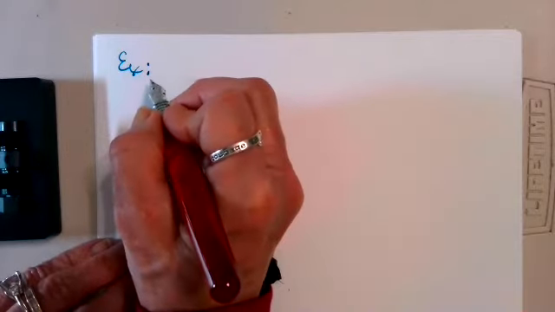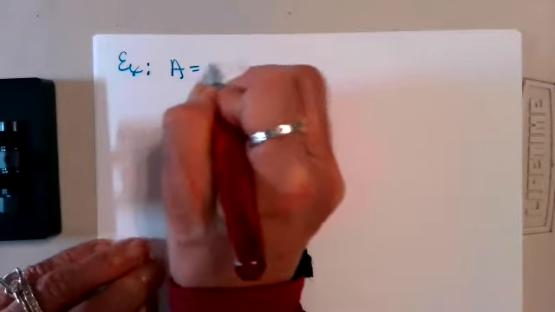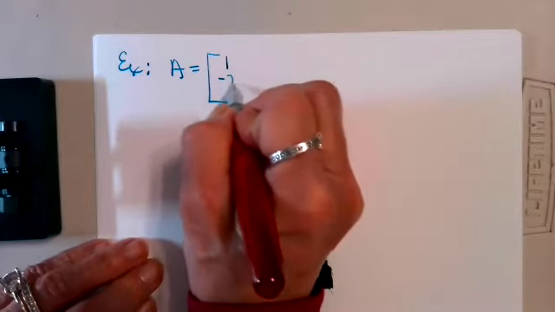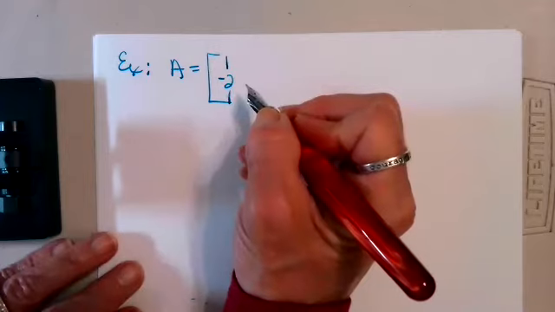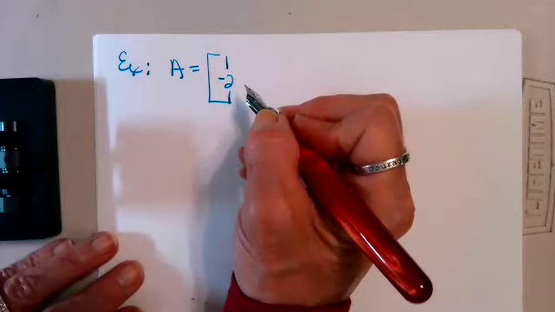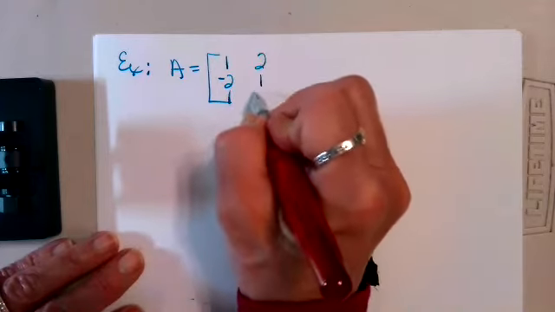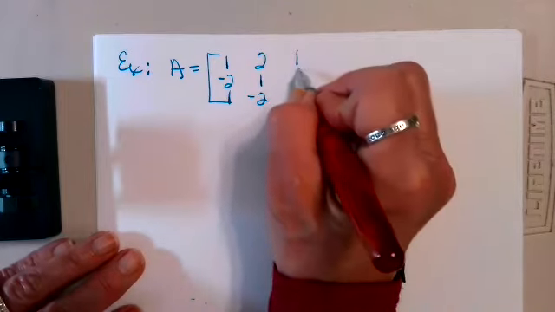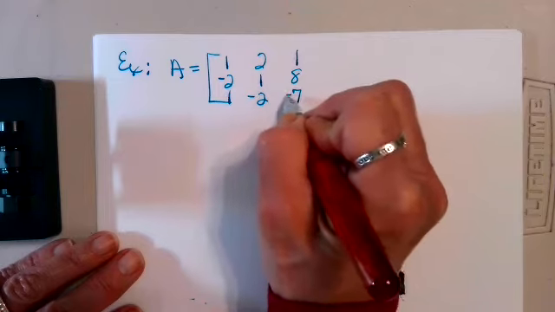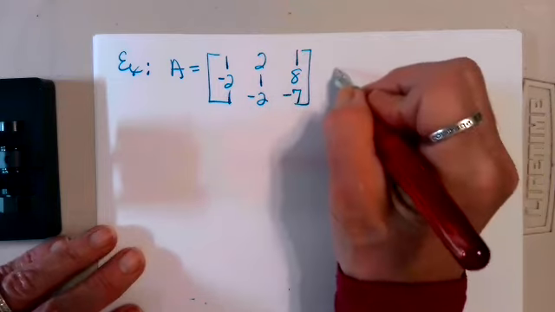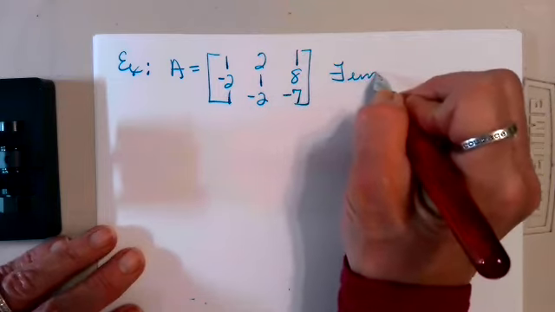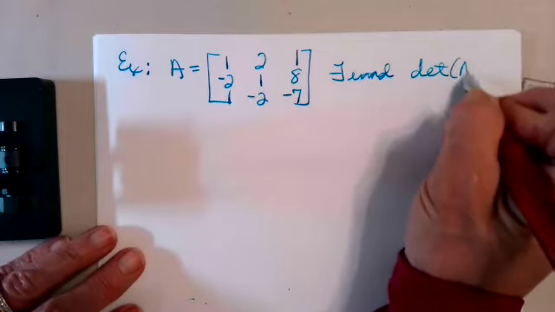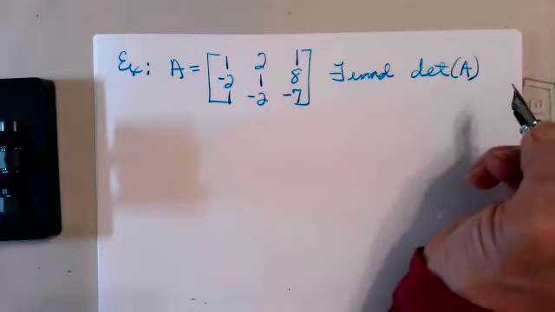So here's another example. Let's take the matrix A to be the matrix 1, minus 2, 1. And then the matrix 2, 1, minus 2. And then the matrix 1, 8, minus 7. Okay, and then find the determinant of A.